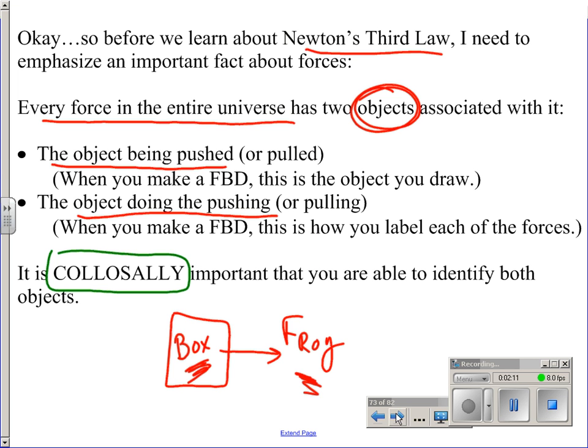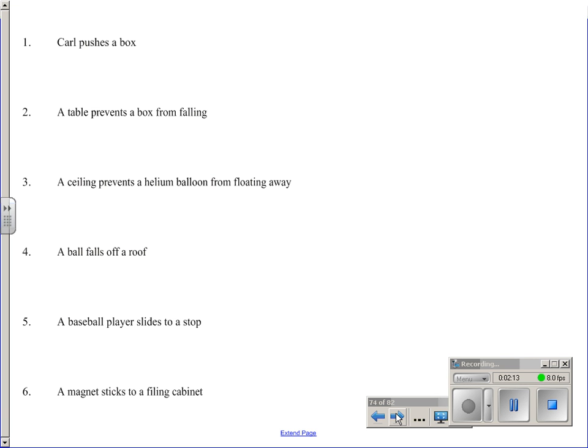So we're going to run through a couple examples. We're going to start with easy ones and then work our way up to ones that are a little bit more difficult. All right, so in the first one, Carl pushes a box. Actually, tell you what, take a second, pause the video right now and see if you can figure out what the objects are here. Okay, I'm going to assume that you've done that.